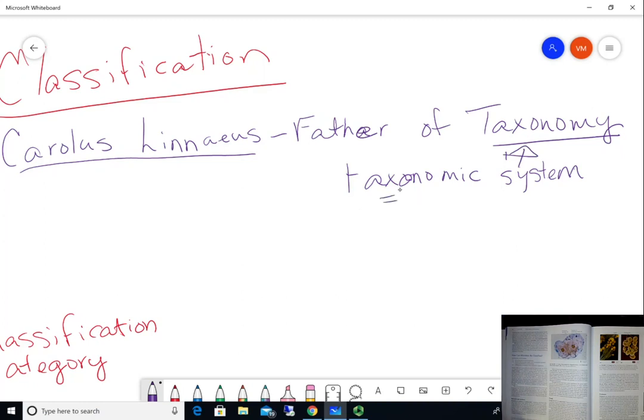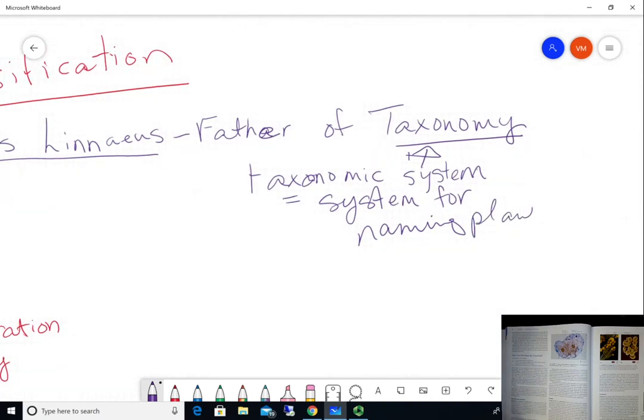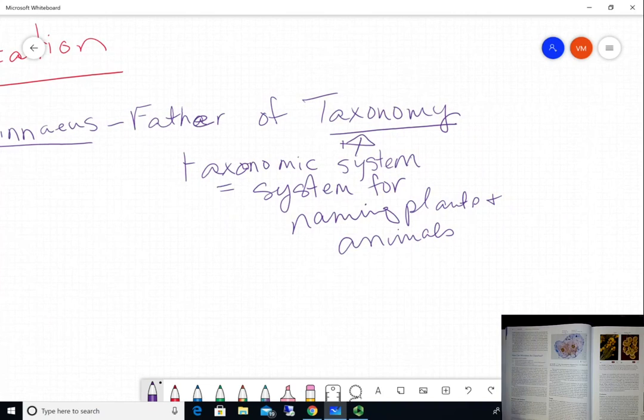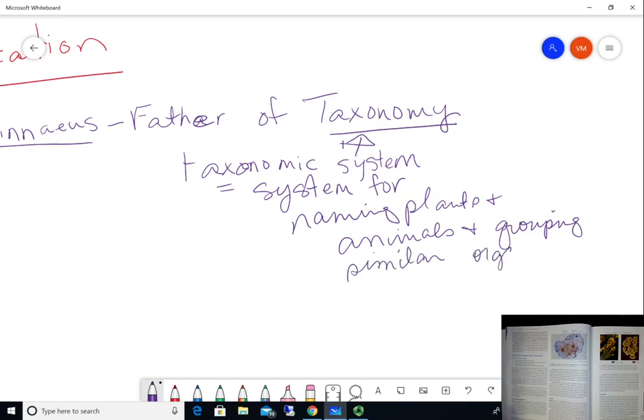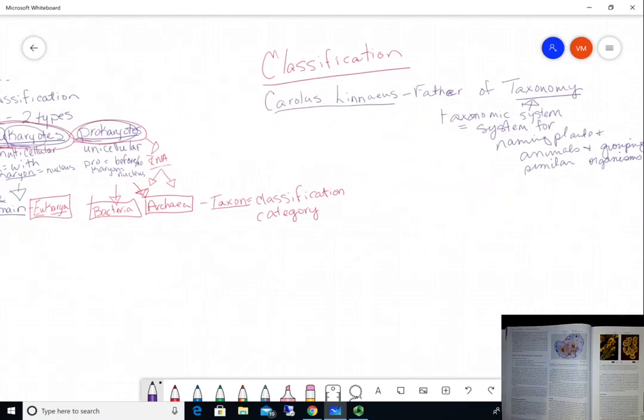What is their taxonomic system? What is that? It is a system for naming plants and animals, and also grouping similar organisms together. All right, so that is what our taxonomic system is, and that's Carolus Linnaeus.